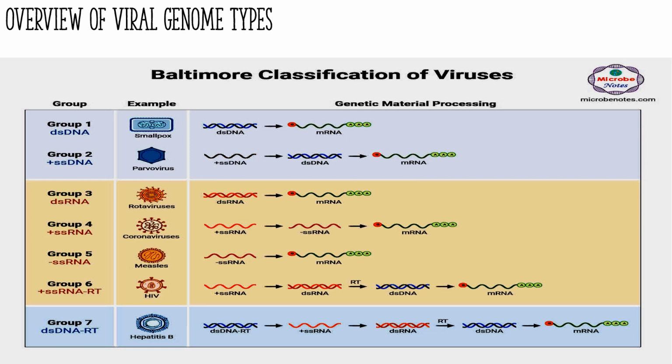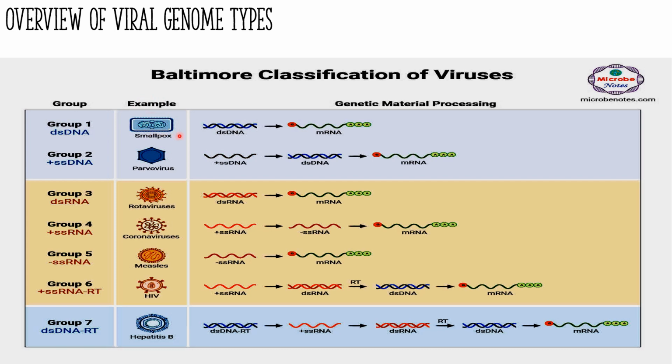The most commonly used system of virus classification was developed by Nobel Prize winning biologist David Baltimore in the early 1970s. The Baltimore classification scheme groups viruses according to how the mRNA is produced during the replicative cycle of the virus. Group 1 viruses contain double-stranded DNA as their genome. An example for this is the smallpox virus.